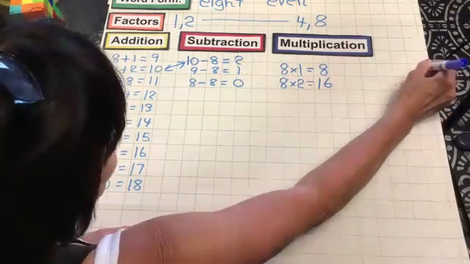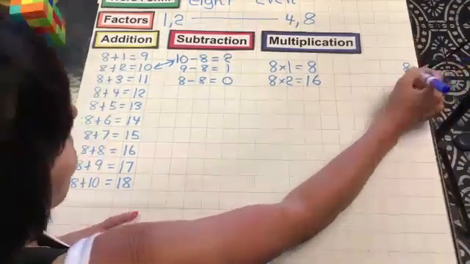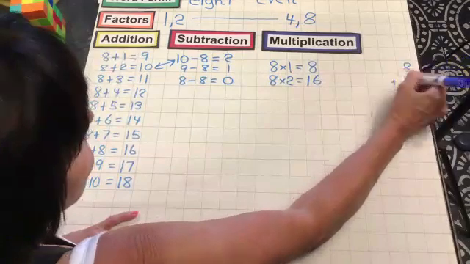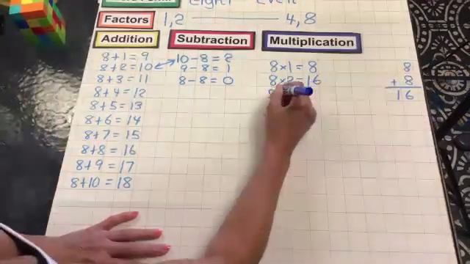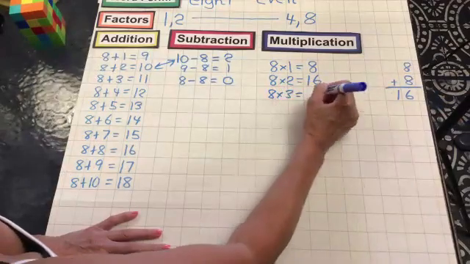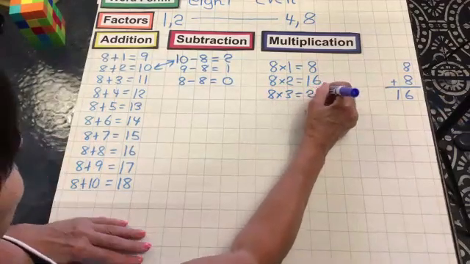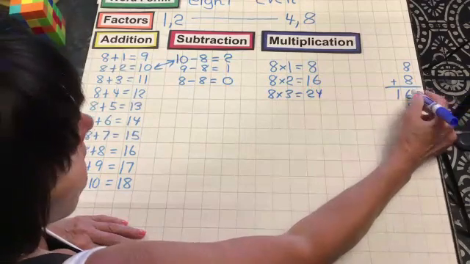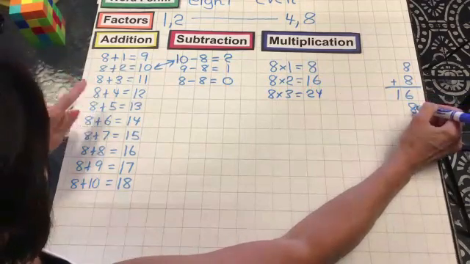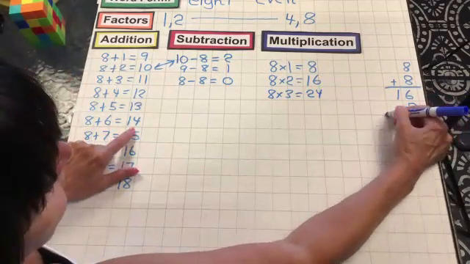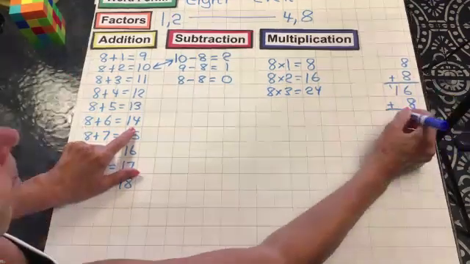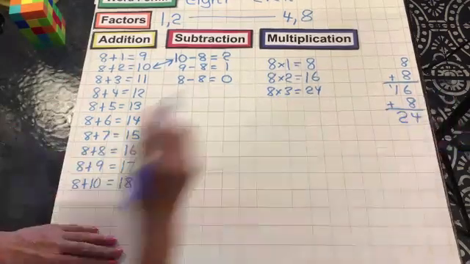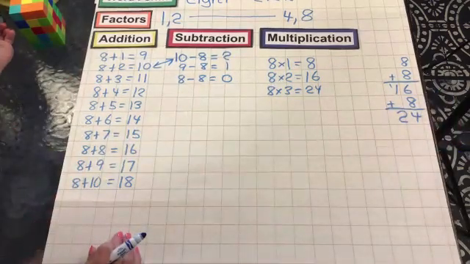And again, we're going to come over here. We can add 8 plus 8. 8 times 3 equals 24. So if I came over here, 6 plus 8 is 14. Drop the 4 to carry the 1. 1 plus 1 is 2, so 24.